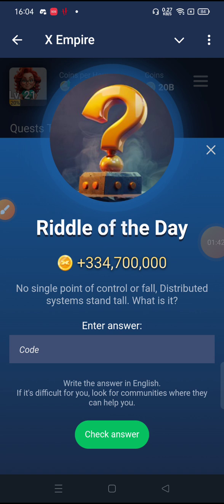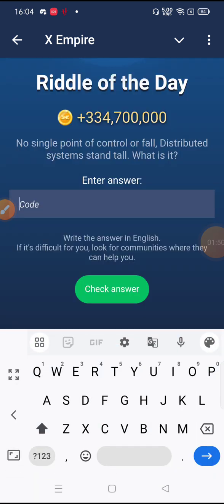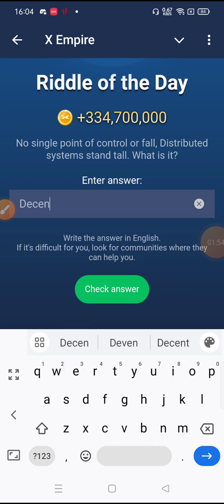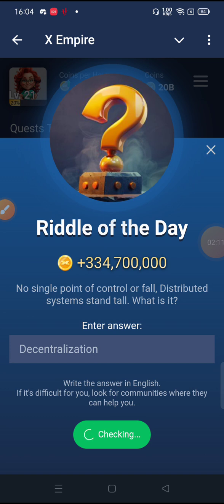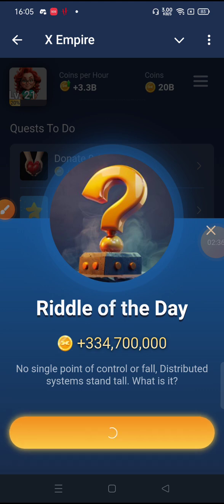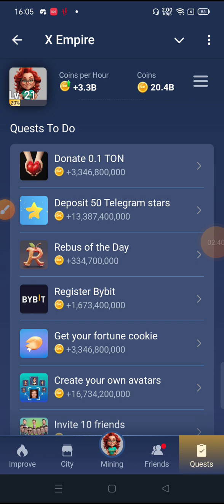Riddle of the day. Riddle: no single point of control or fault. Distributed system stands tall. What is it? It is the decentralization. Okay, the spelling is fine, I guess. Just checking is going on, so we have to wait. Come on. Riddle answer is decentralization. It's done.